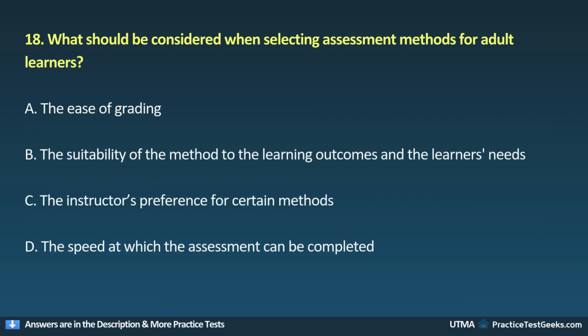18. What should be considered when selecting assessment methods for adult learners? A. The ease of grading. B. The suitability of the method to the learning outcomes and the learner's needs. C. The instructor's preference for certain methods. D. The speed at which the assessment can be completed.